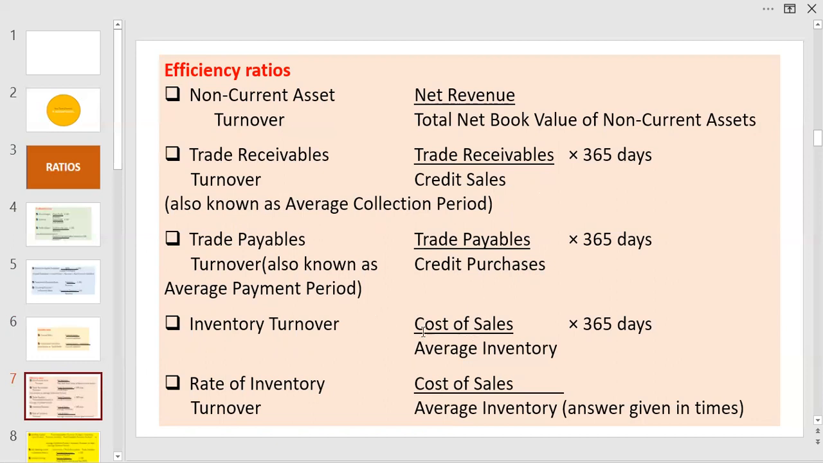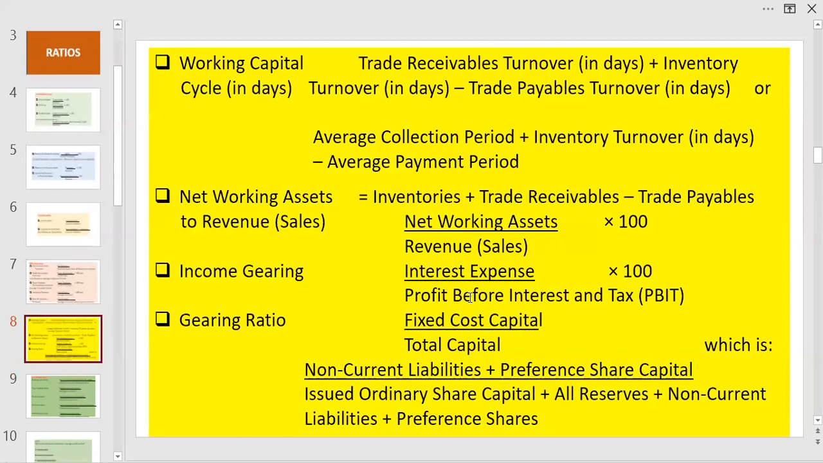Rate of inventory to turnover ratio, cost of sales divided by average inventory, and if it is multiplied by 365, it will give the residence time of the inventory. Next is working capital cycle in days. Trade receivable turnover in days plus inventory turnover in days minus trade payable turnover in days, or average collection period plus inventory turnover in days minus average payment period.